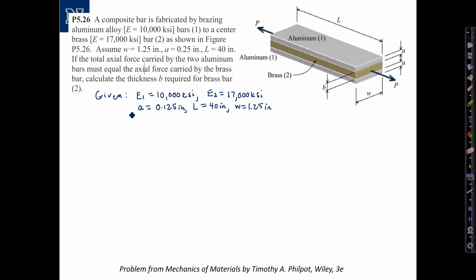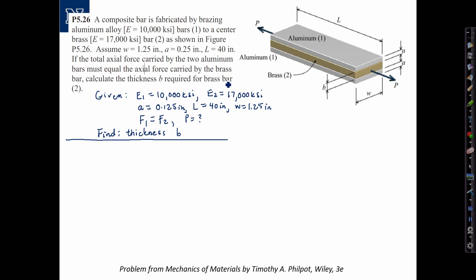Okay? We are also given that the axial force carried by the aluminum bars must equal the axial force carried by the brass bar. I'm going to call axial force in the aluminum bars F1, axial force in the brass bar F2, and I'm going to state that they have to be equal. Notice that we're not given the value of P. And then what we're asked to find in this problem is the thickness B of the brass bar. So that's the summary of that problem.